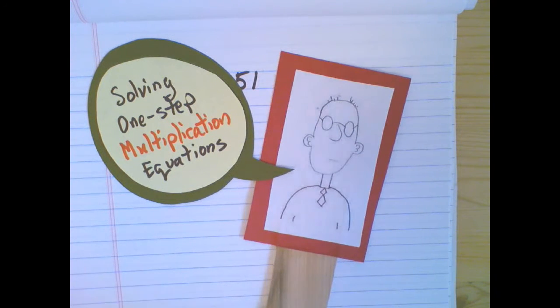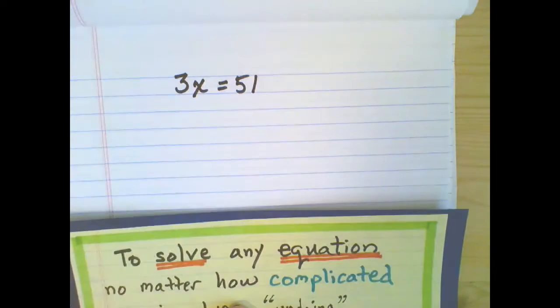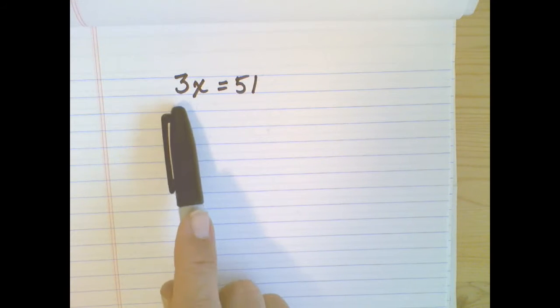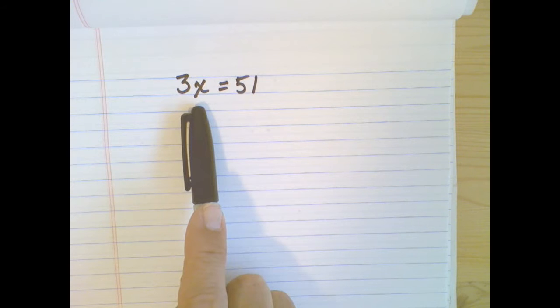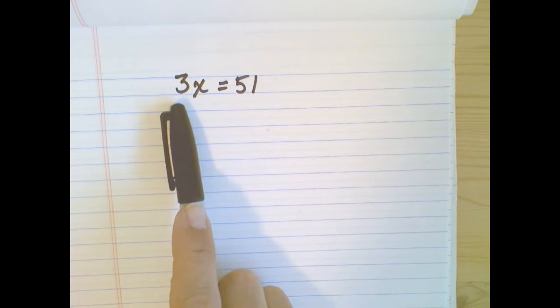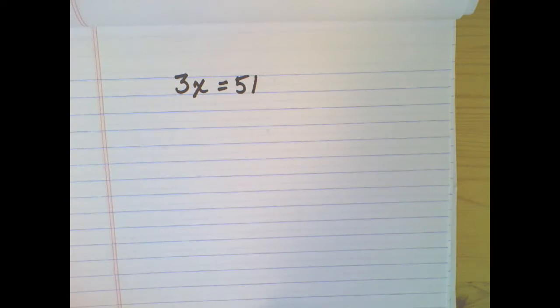But before we begin, let us remind ourselves that to solve any equation, no matter how complicated the equation, involves undoing what is happening to the variable. In this equation, we have 3x equals 51. And we understand that when we have a number next to the variable, this means multiply. So I'm multiplying the variable by 3. What is the opposite of multiplying by 3? Dividing by 3. And we are going to show dividing by 3 as a fraction.